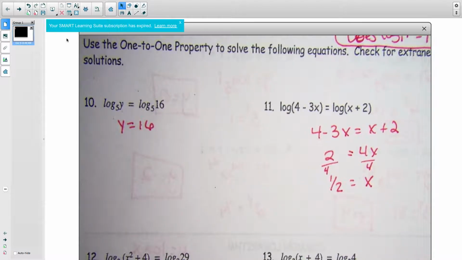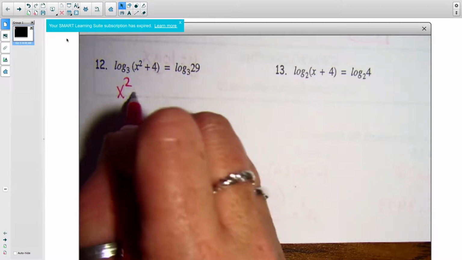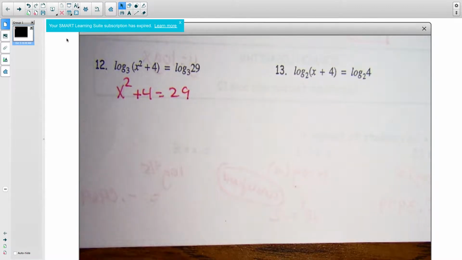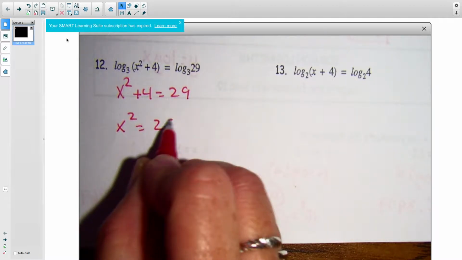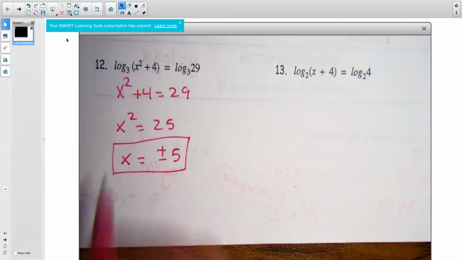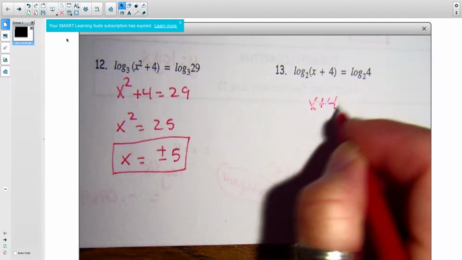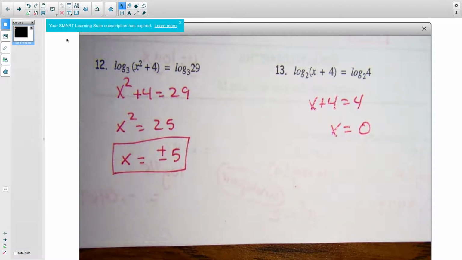Questions on 10 or 11? Bases are the same, so x squared plus 4 equals 29. X squared equals 25. So x equals plus or minus 5. Bases are the same, so x plus 4 equals 4, so x equals 0.